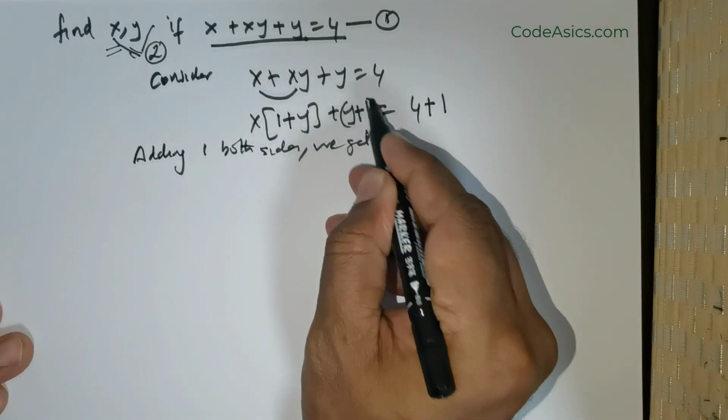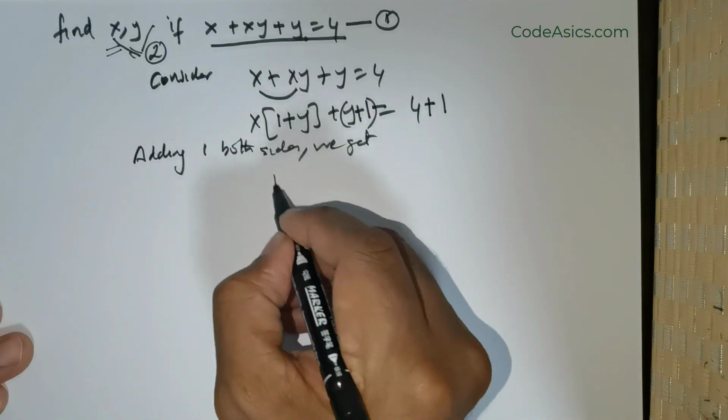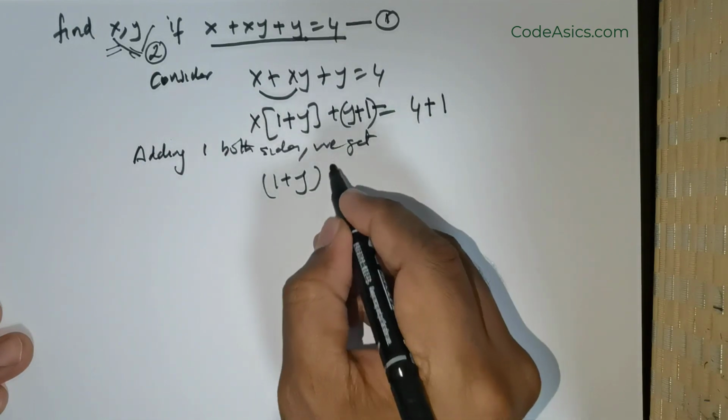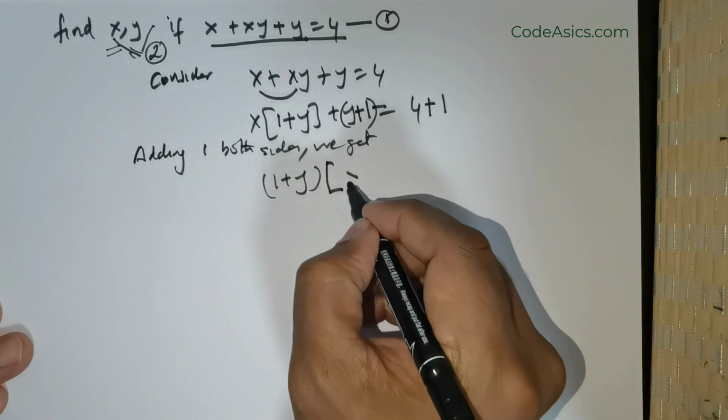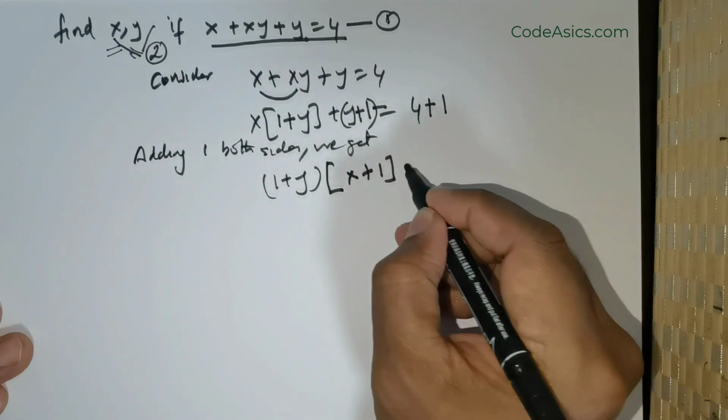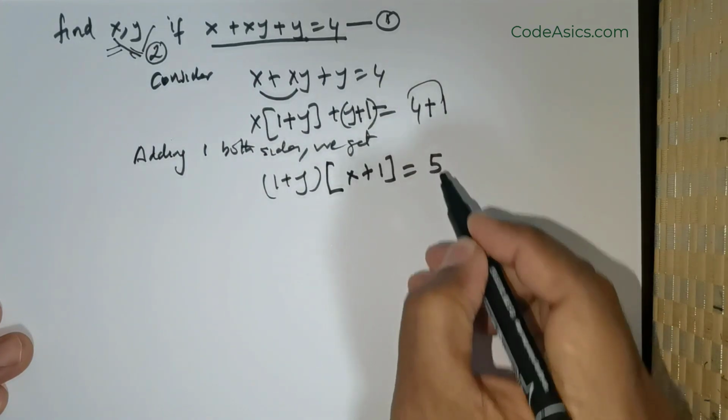Now I can club this together. So 1 + y can be taken out as a common quantity. So this is going to give me (x + 1)(1 + y). 4 added with 1 would give me 5.